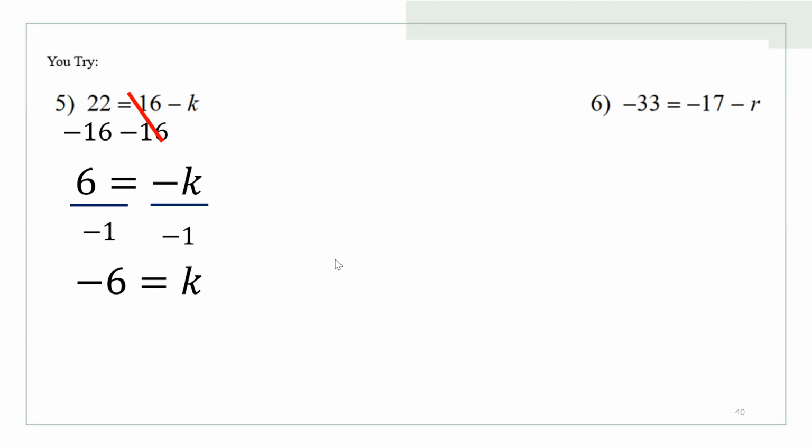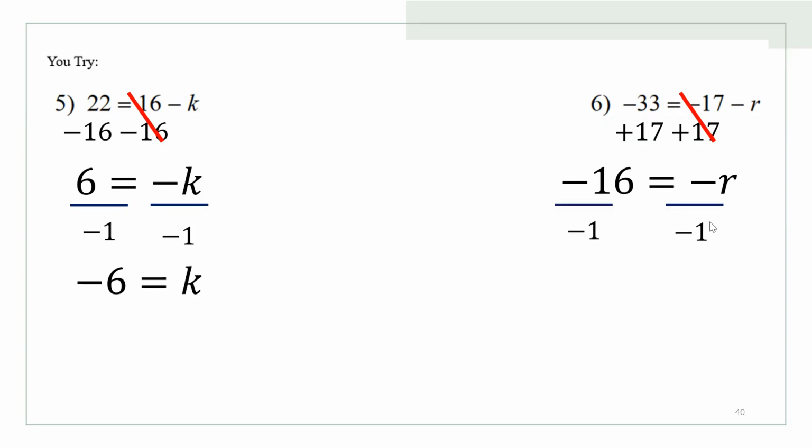For 6, did you look at the -17 and get rid of it by adding 17 to both sides? -33 plus 17 gave you -16. Bring down that negative. Can't have -r, so we divide both sides by -1, and we end up with 16 equals r. Okay? That's the first type we're doing today.